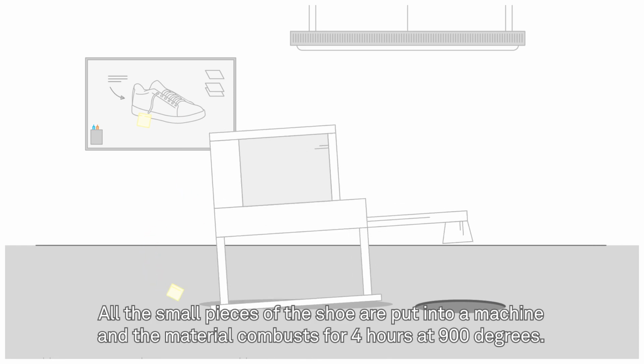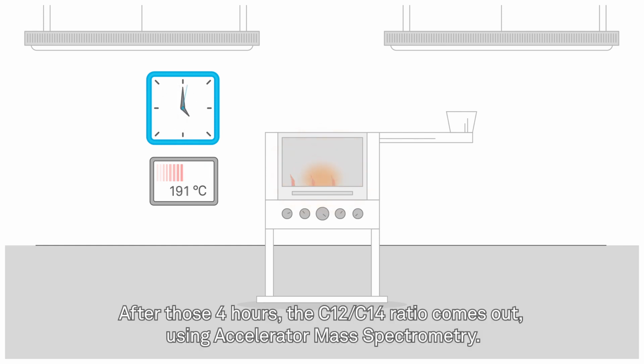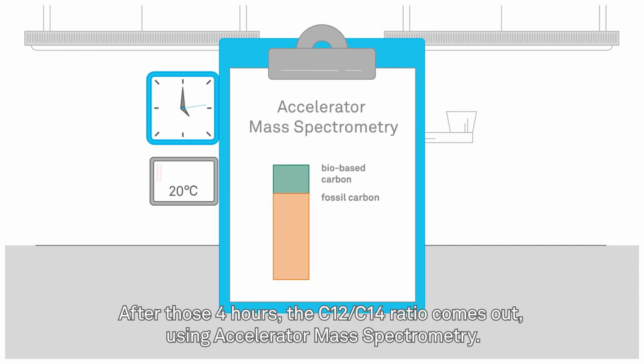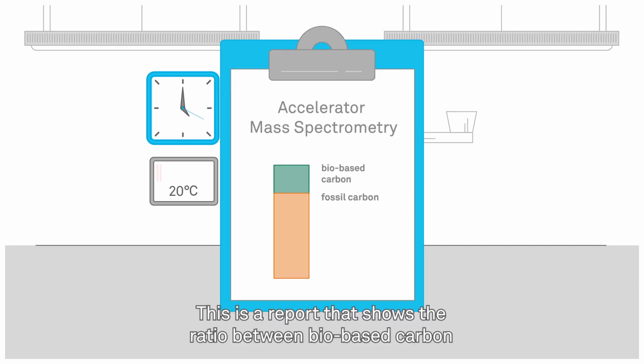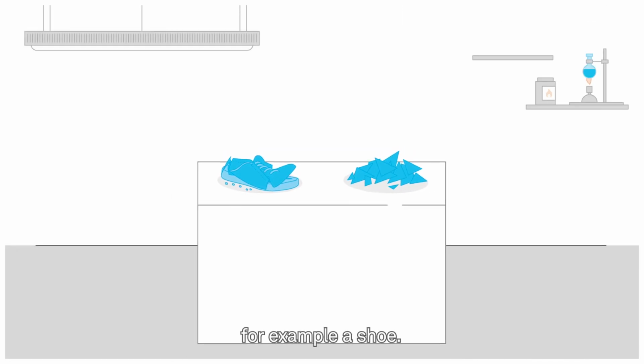All the small pieces of the shoe are put into a machine, and the material combusts for 4 hours at 900 degrees. After those 4 hours, the C12-C14 ratio comes out using accelerator mass spectrometry. This is a report that shows the ratio between bio-based and fossil carbon of the total organic carbon of a product, for example, a shoe.